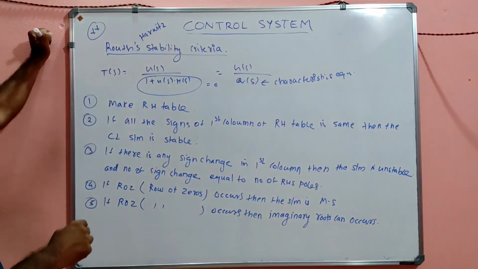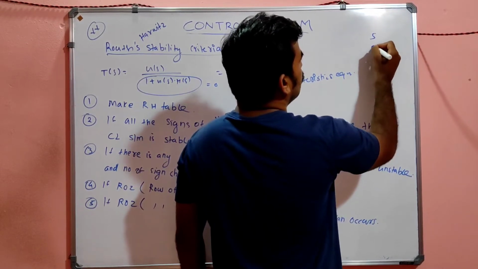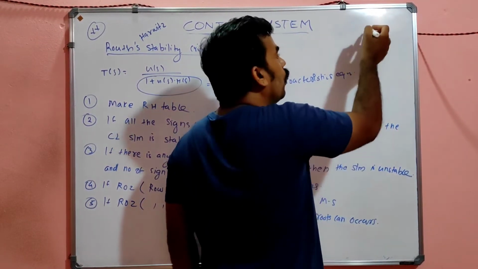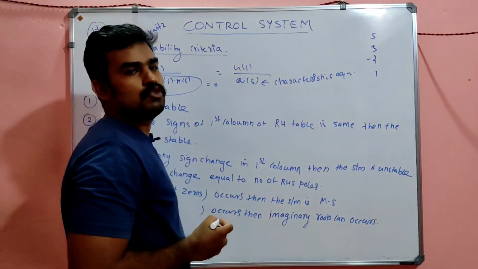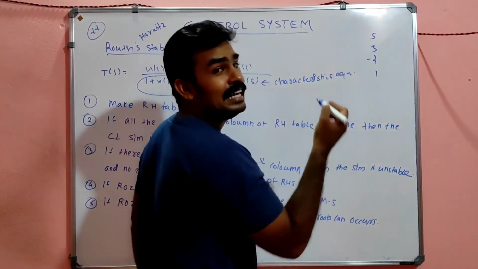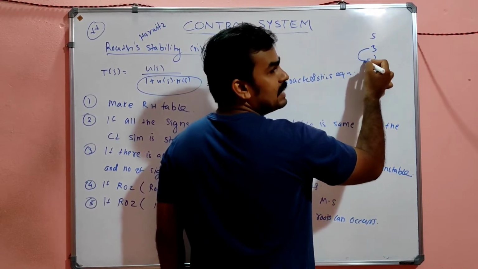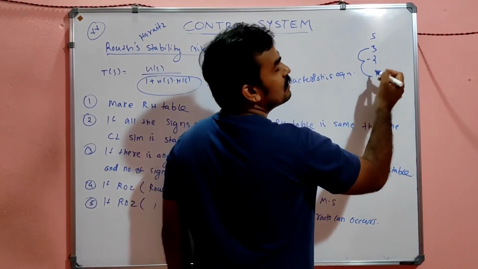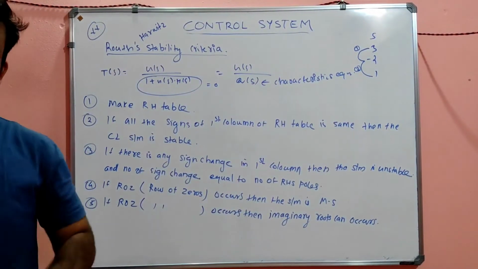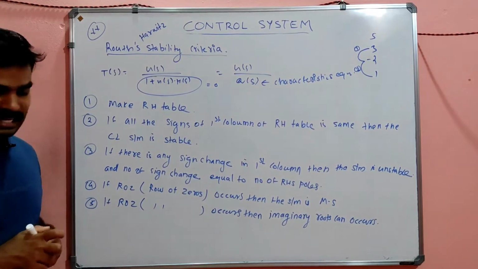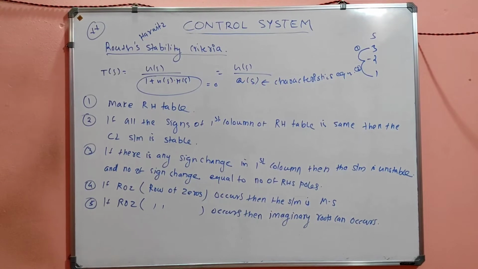For example, suppose the column contains 5, 3, 2, 1, which means they all are positive, so there is no sign change. Suppose it contains -2 as well, then how many sign changes are there? 2 sign changes. First from plus to minus, that is one change, then minus to plus, another change. So there are 2 changes in the first column. That is the meaning of a change in the first column. Is it clear, my dears?